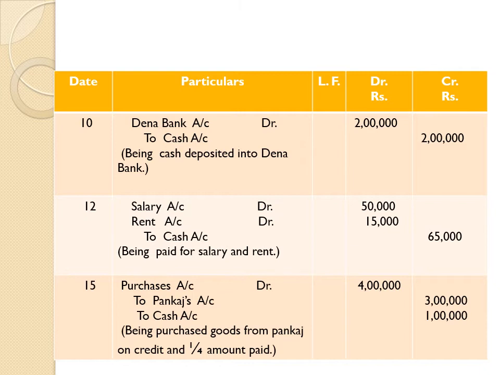Entry for it: Purchase account debit 4 lakh. Pankaj account debit 3 lakh to cash account 1 lakh, being purchased goods from Pankaj on credit and one fourth amount paid. It means that goods purchased by Vedika Electricals from Pankaj of rupees 4 lakh, of which one fourth amount paid immediately in cash and remaining amount is treated as credit purchase.